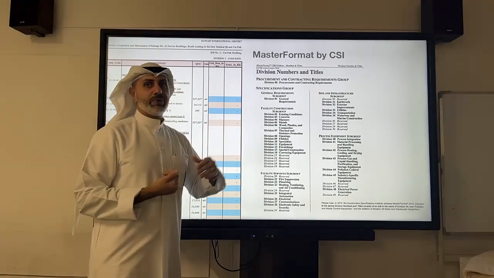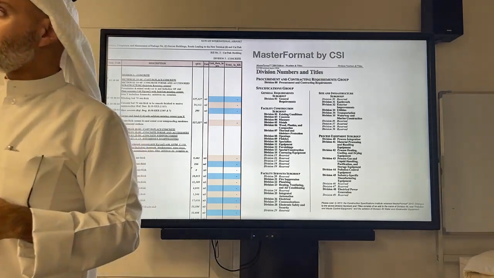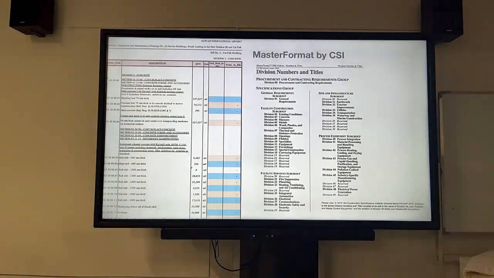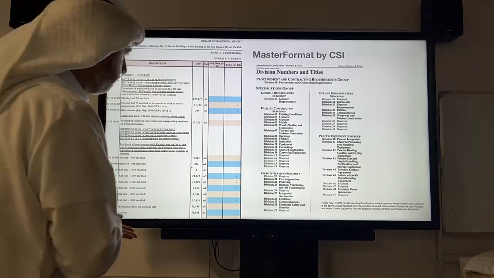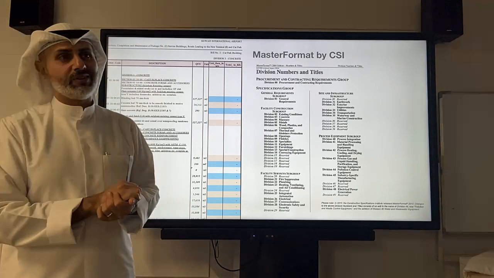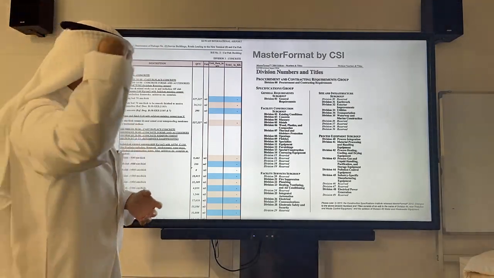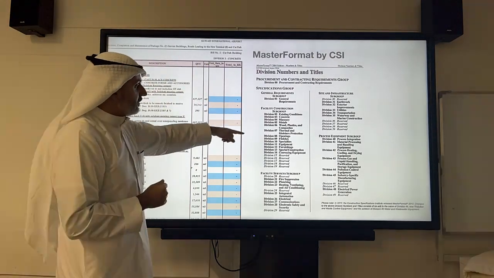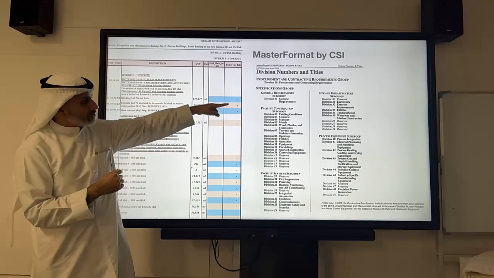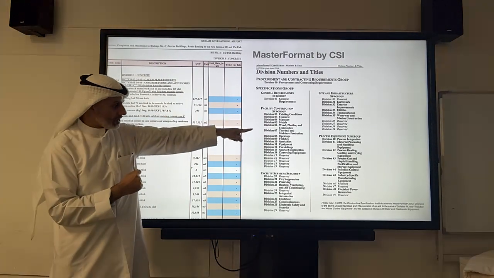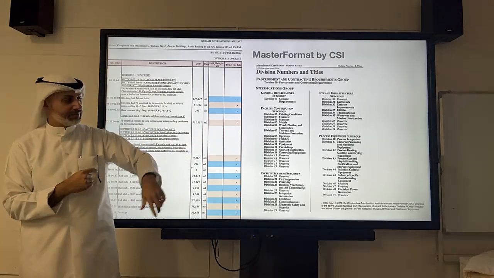Division 8, for example, is openings. Everything that has to do with openings: windows, doors, skylights, anything that opens from the building to the outside. Division 9, finishes. All of these things are very architectural. Then things like furnishings, and so on.